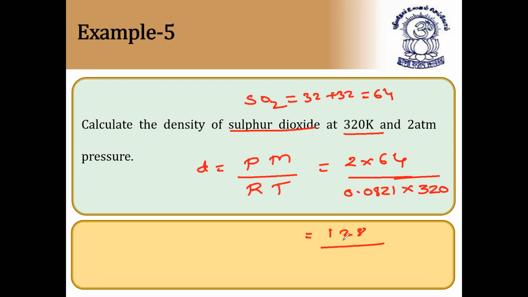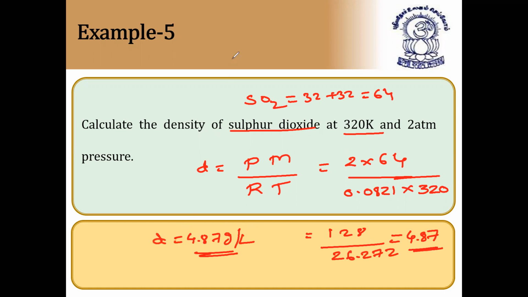0.0821 into 300 into 320 is equal to 26.272. So it is equal to 128 divided by 26.272, which is coming around 4.87 approximately. So this is the density, 4.87 grams per liter. Grams per liter is the answer.